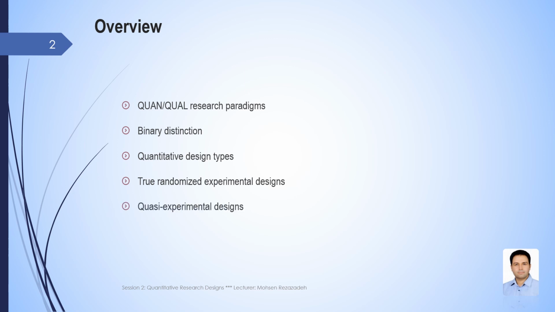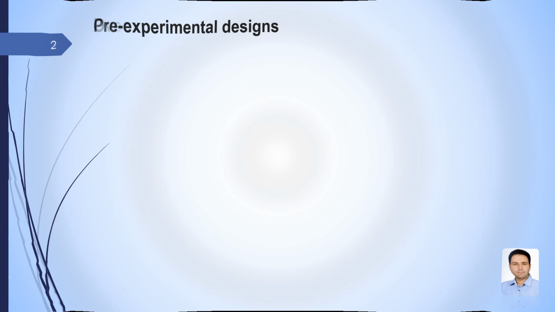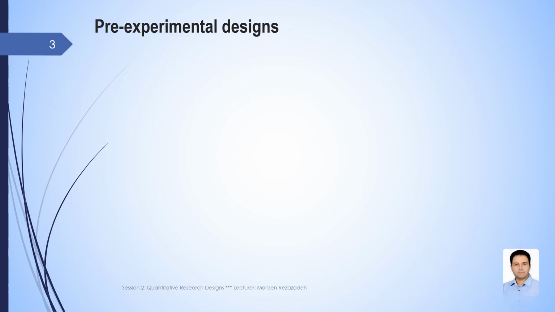quasi-experimental design. This session we're going to talk about pre-experimental design under experimental designs, and also we will talk about different non-experimental designs. We can categorize pre-experimental designs into three types. First is single group or one-shot design. Second is one group pre-test post-test design. And the last one is intact group design.